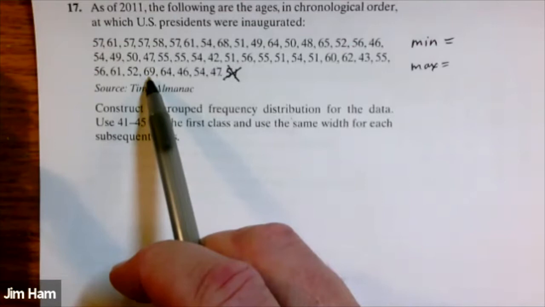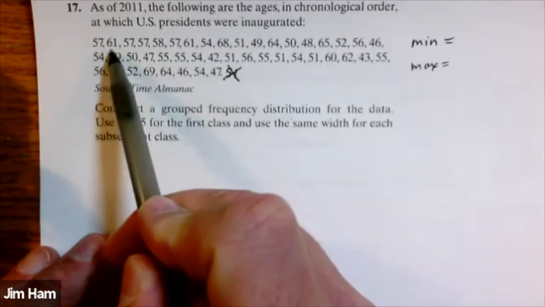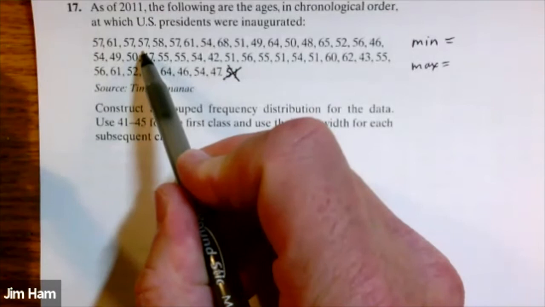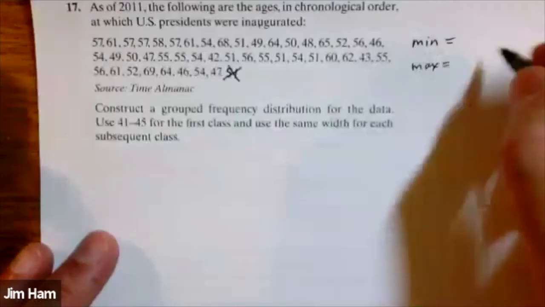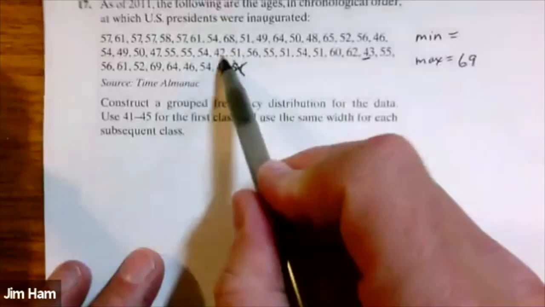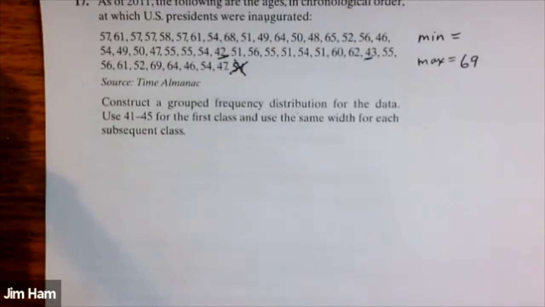So George Washington was 57, John Adams 61, Thomas Jefferson 57. I probably have these in the wrong order, but Hamilton was in there, right? Hamilton, we've studied him a few times. He shows up again, but only his age at inauguration. Anything larger than 69? What's the smallest? I think the youngest president was John F. Kennedy, 42. Well, I'm just interested to see how they count these because some presidents get two terms, right?